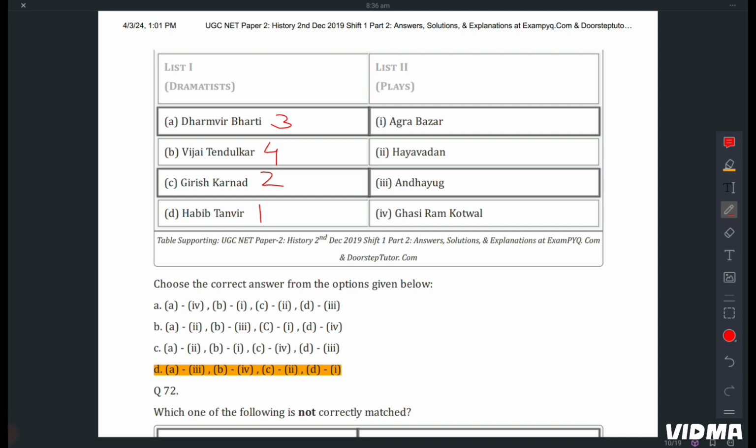Habib Tanvir, Agra Bazaar. Urban middle class actors together with uneducated folk artists for the first time. ओके, इसमें 19th century when the Mughal empire was tottering and Agra, famous the world over for Taj Mahal, was being constantly attacked. It is shown in this.